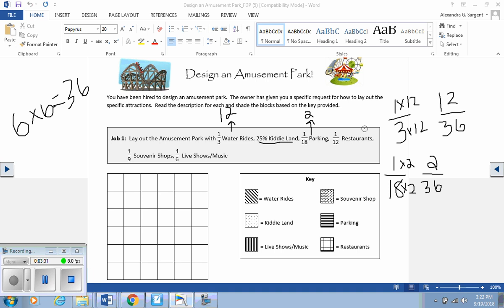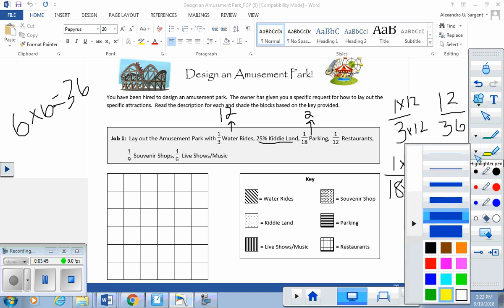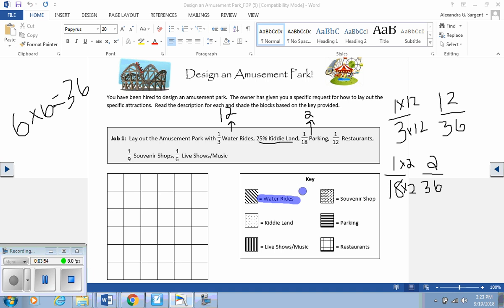Once you've gone through and you've figured out all of your stuff, then you can start applying it. Or as you go, you can apply it to your grid. So what this tells me is that I'm going to make 12 of these water rides. Since they're water, I'm going to color them blue, just because that makes sense. So I'm just going to make sure that I know I'm making water rides blue instead of doing this little pattern here. So I'm going to pick 12 out of 36, because that's how many water rides we said that there are. I can put them anywhere I want as long as there's 12.